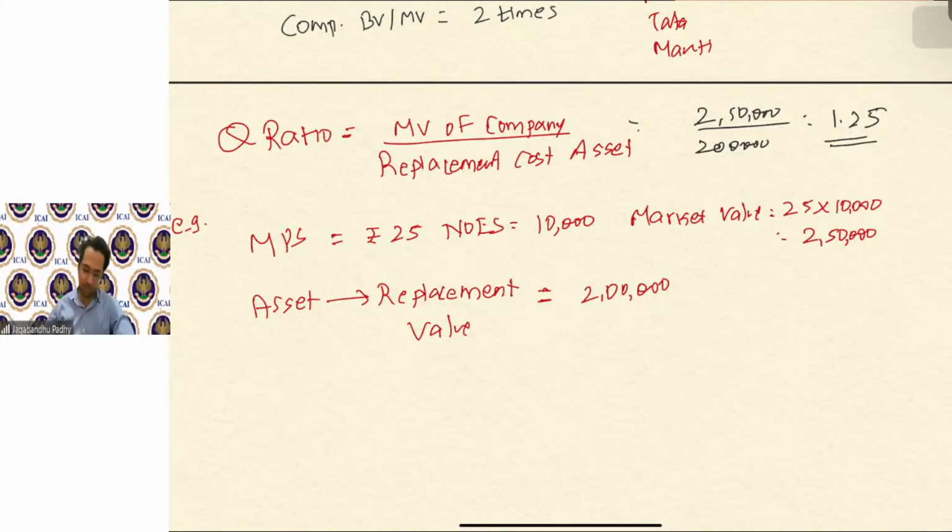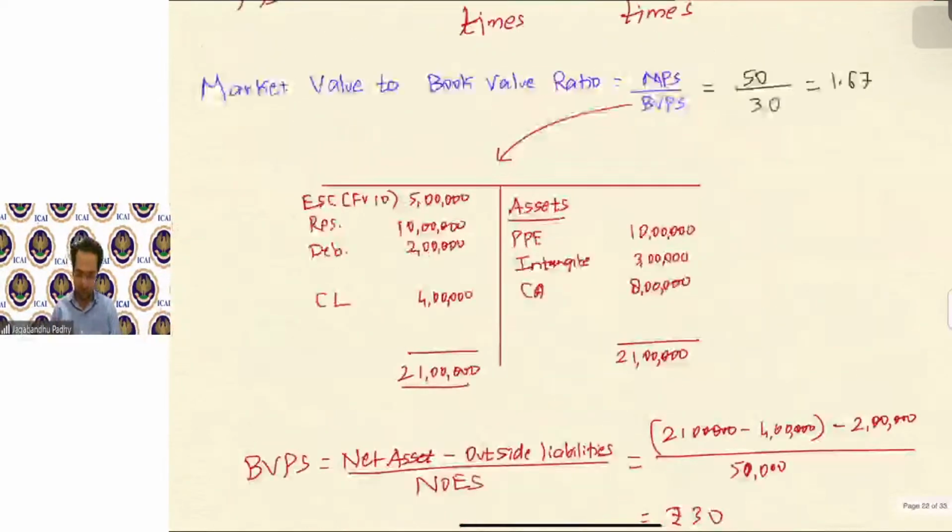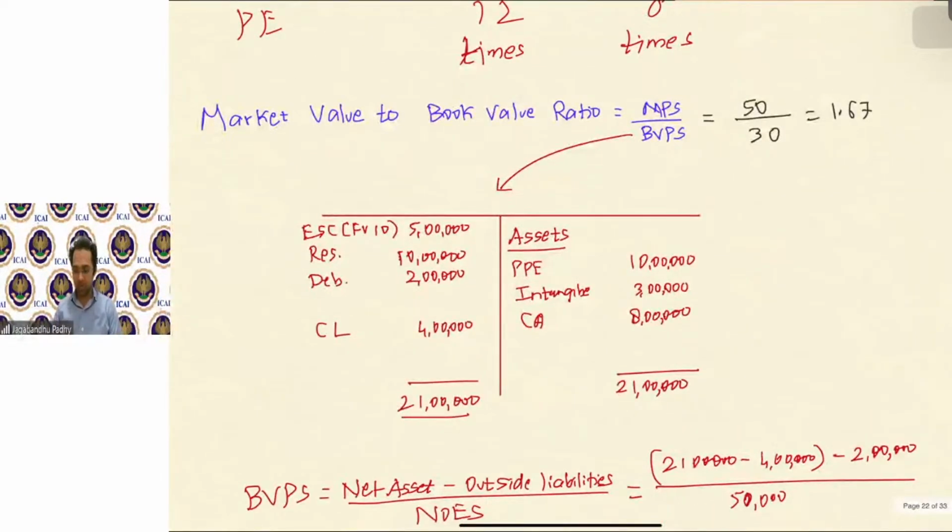Is it clear? So both the ratios, Q ratio and market value to book value ratio, are just the same.